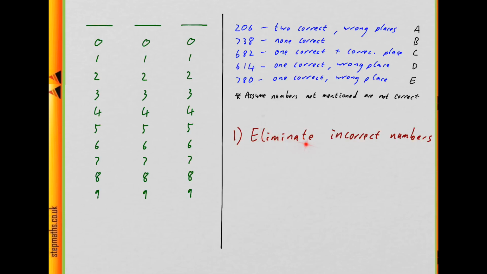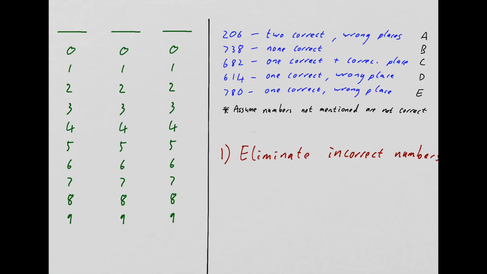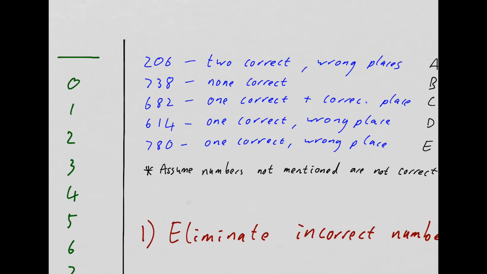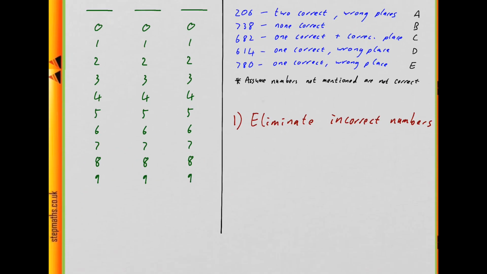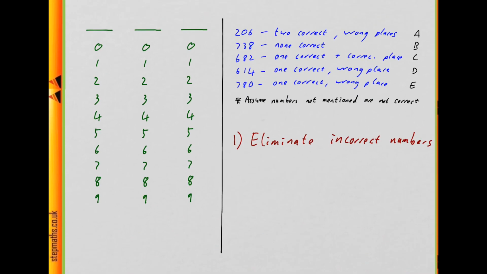So, okay, we're going to eliminate incorrect numbers in each of these columns. One thing I'll also say, if we look at this first one, it says if we choose 206, 2 of those are correct and in the wrong places. When I say we assume numbers not mentioned are not correct, I'm also assuming that if, say, the third number was not only correct but in the correct place, that would have been said. So I'm going to assume that none of these numbers are in the correct place because it doesn't mention that. And again, that's something we have to do in order to be able to answer the question.